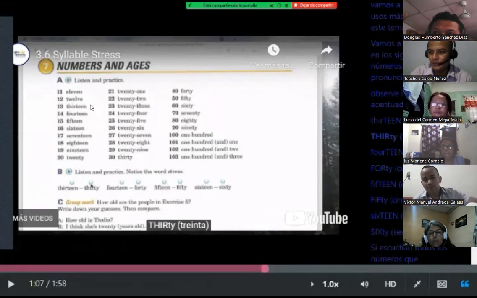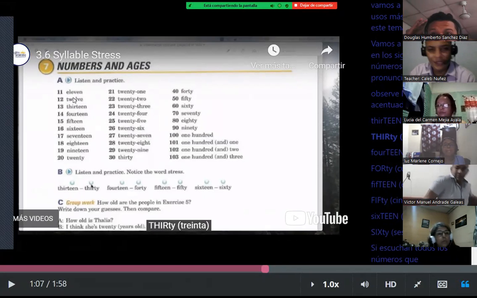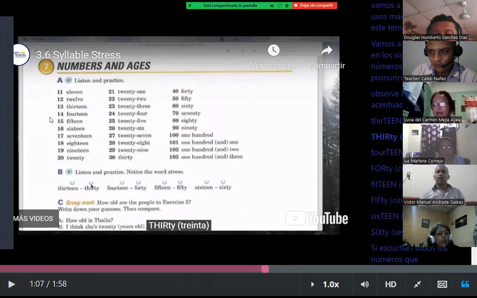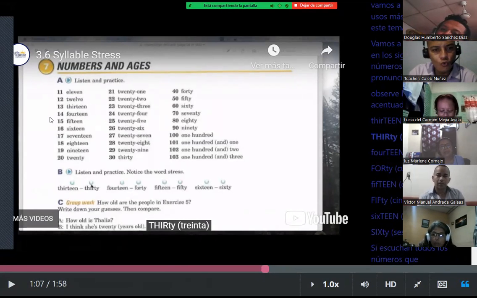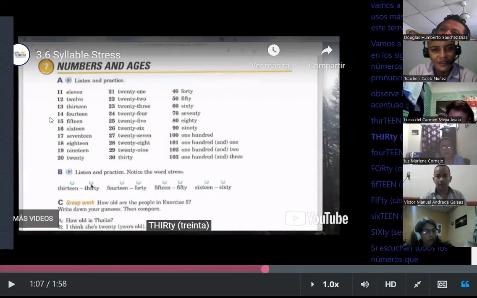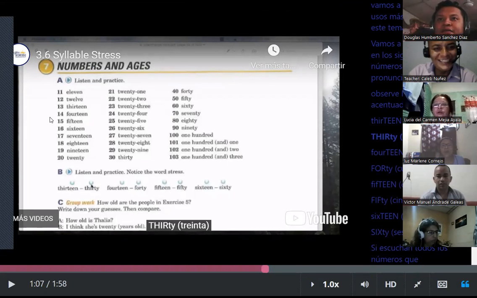Bueno, antes de llegar ahí, vámonos acá. 11. Repeat 11. 11. 11. 11. 11. 12. 12. 12. 12. 12.